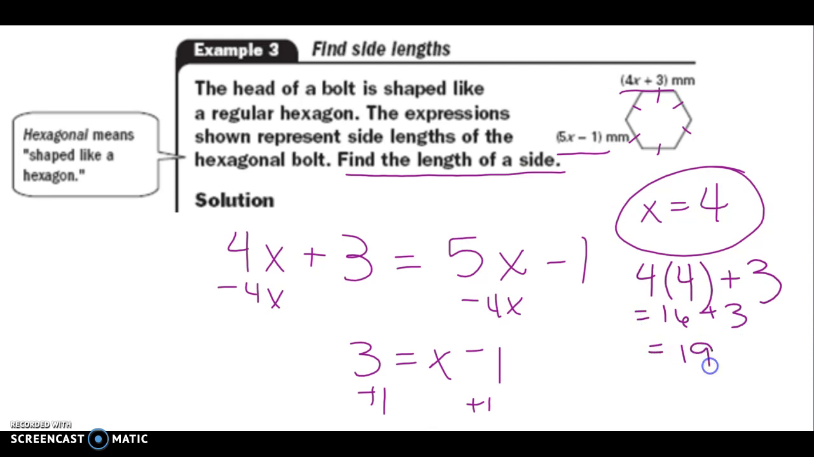Is 19. Now what would happen if we put it into the other expression that we were given? It'd be the same thing, right? They equal each other. Okay, so 5 times 4 is 20, minus 1 is 19. Yeah. So that's a nice way you can check your work on that.